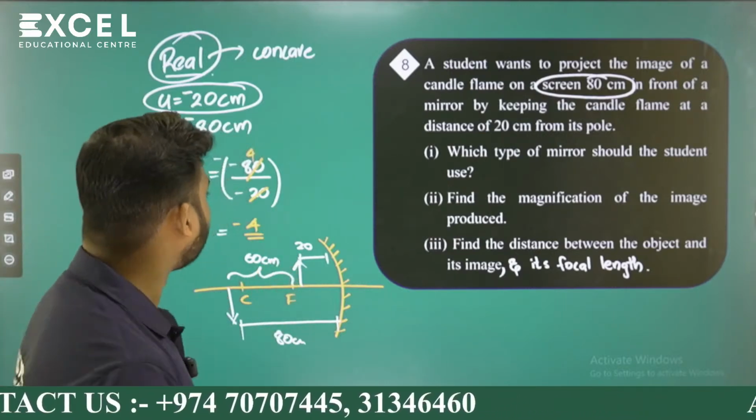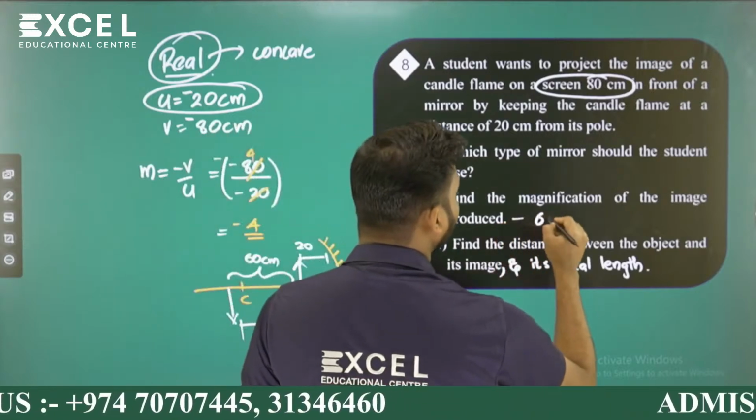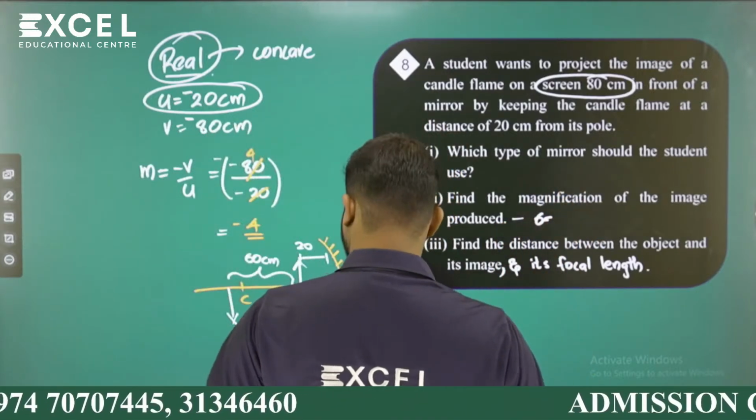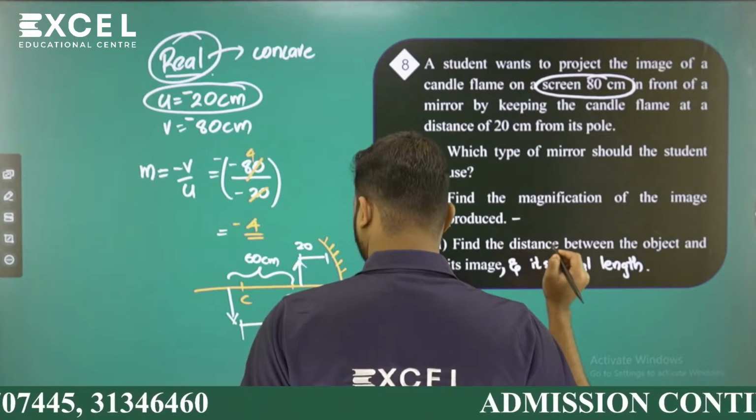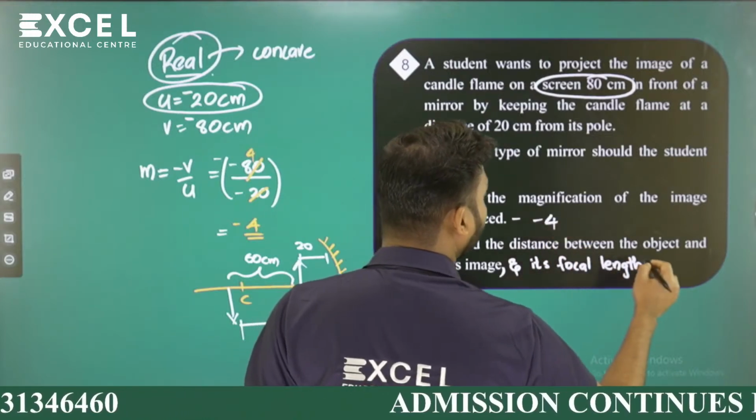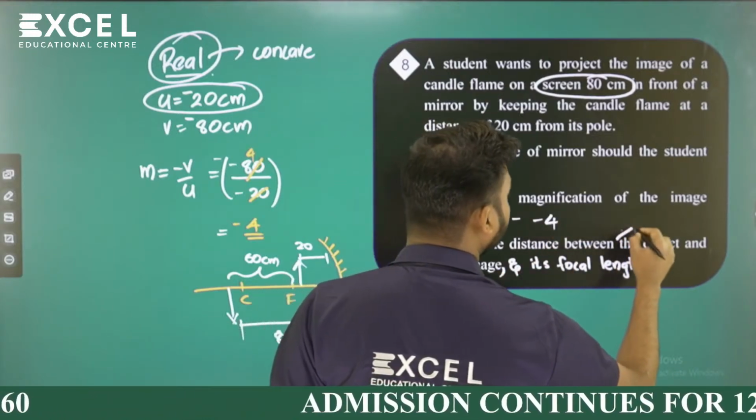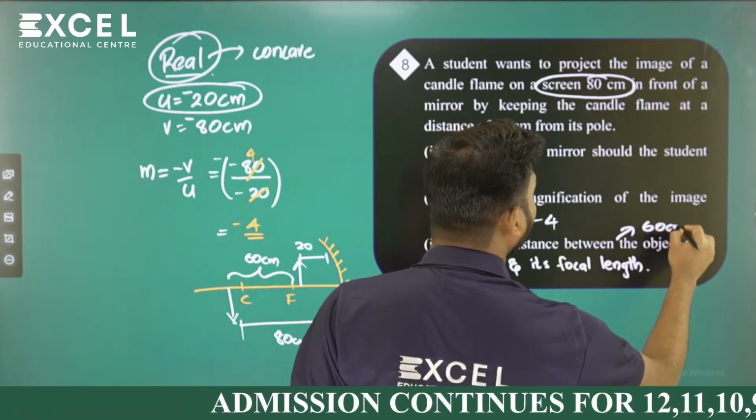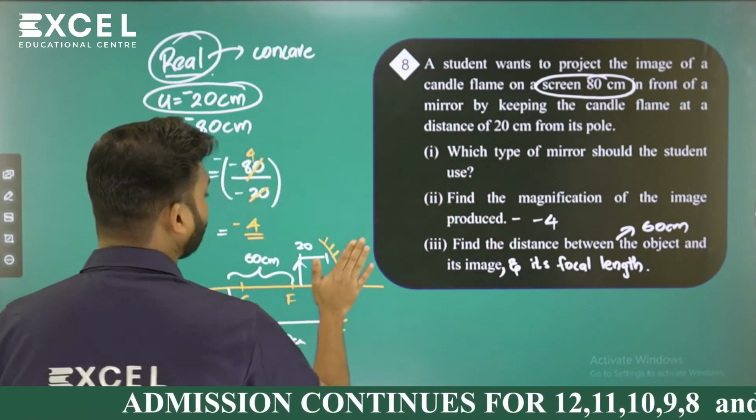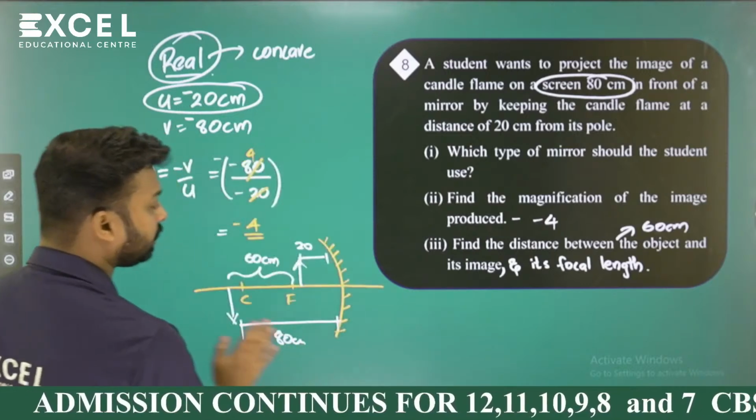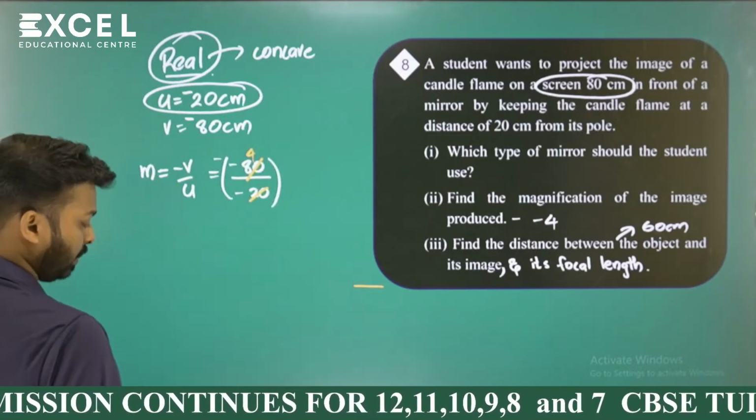Understood? So we have got the answer for this. This is equal to minus 4. The distance between them is 60 centimeter. Now let's go for the focal length. We have to go for the focal length. So let's see how much it is.